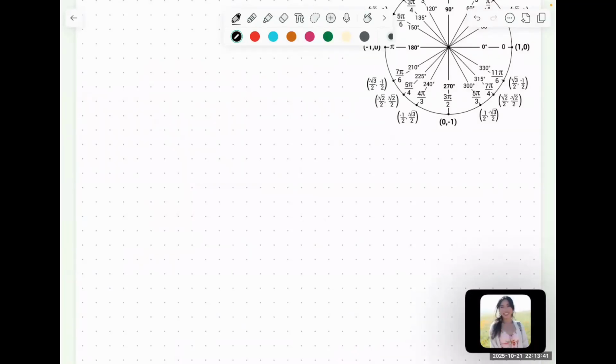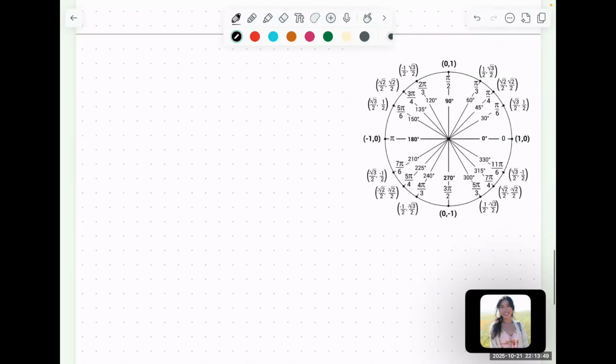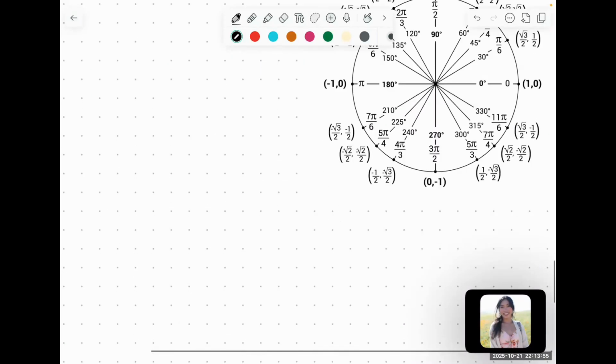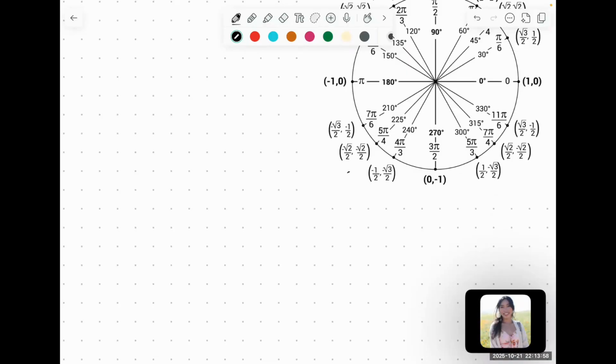So for this section, we're going to go over 8.2, which talks about trigonometric functions. And let's begin. So this is the first thing we are going to want to not only learn, but try to remember, just because it'll help you in the long run.